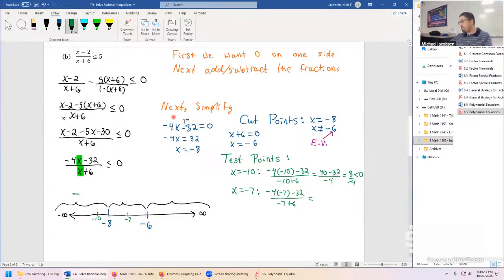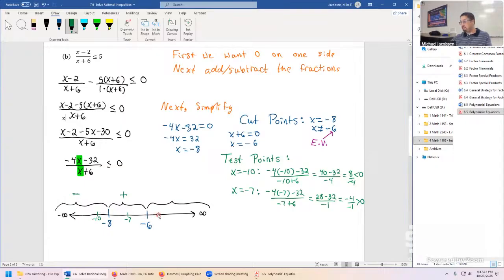So this time it's going to be positive 28 minus 32. Divide by -1 in the denominator. That means this is -4 divided by -1. But that's a negative dividing into a negative. That means it has to be positive. This is just a +4 altogether. So that means in this entire region between -8, -6, no matter what number you pick, always positive.